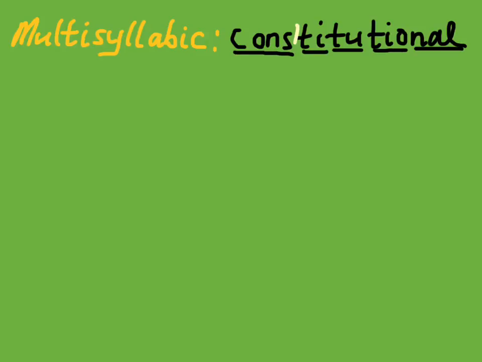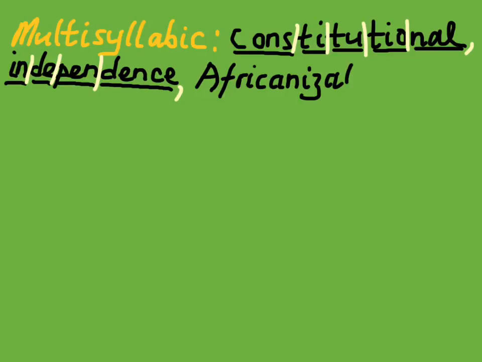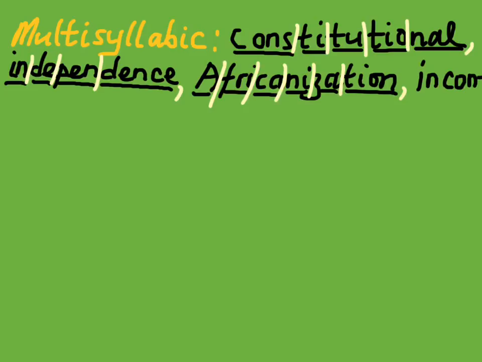Now let us go over to multisyllabic words. By multi here we mean many, that is more than 3 syllables. We have looked at monosyllabic, which means words that have 1 syllable. We have looked at disyllabic, which means words that have 2 syllables. And we have also looked at trisyllabic words, words that have 3 syllables. Now we want to look at those words that go beyond 3 syllables and more.